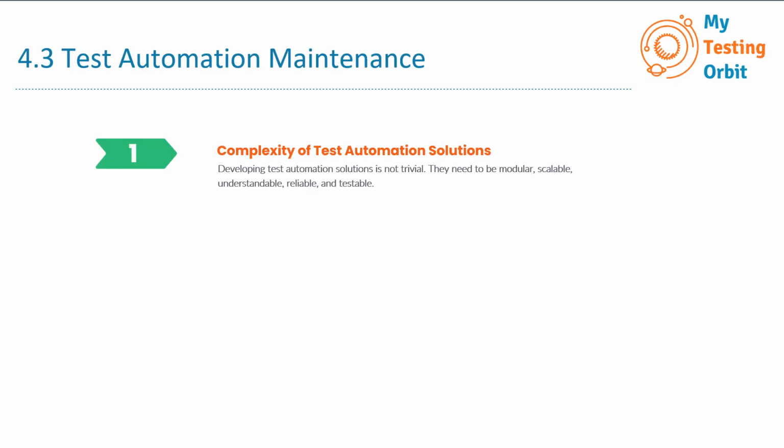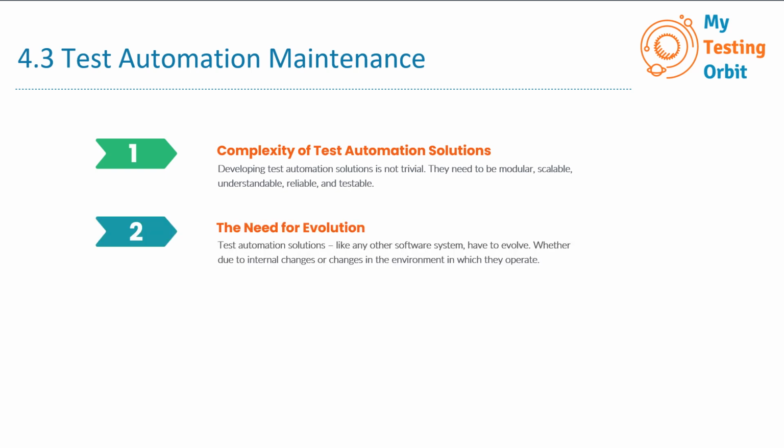Complexity of test automation solutions. Developing test automation solutions is not trivial. They need to be modular, scalable, understandable, reliable, and testable. The need for evolution. Test automation solutions, like any other software system, have to evolve, whether due to internal changes or changes in the environment in which they operate.